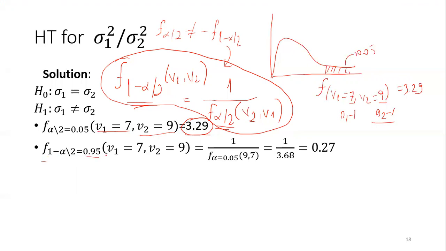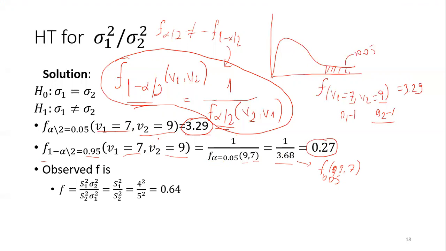So as you can see, F of 0.95 with 7 and 9 degrees of freedom is equal to 1 over F 0.05 with 9 and 7 degrees of freedom, which is 1 divided by 3.29, equal to 0.27. What is 3.29? This is F sub 0.05 with 9 and 7 degrees of freedom. Okay, so what is the observed F? F observed is S1 squared over S2 squared times sigma 2 squared over sigma 1 squared. The sigma ratio comes from the hypothesis, which says they are equal to each other, hence it is equal to 1 from H0. Hence, F observed is S1 squared divided by S2 squared, which is 4 squared over 5 squared, and that's equal to 0.64.